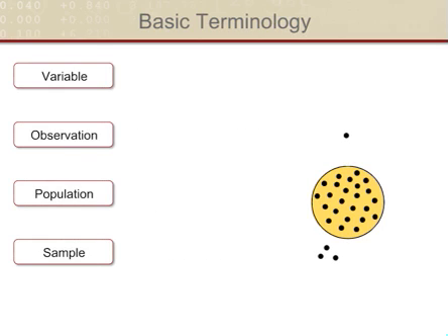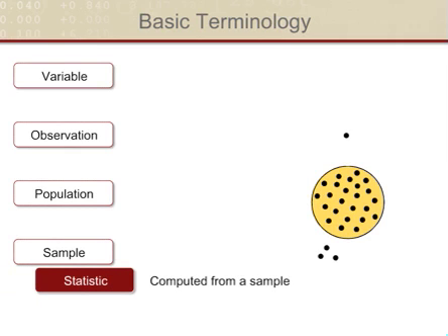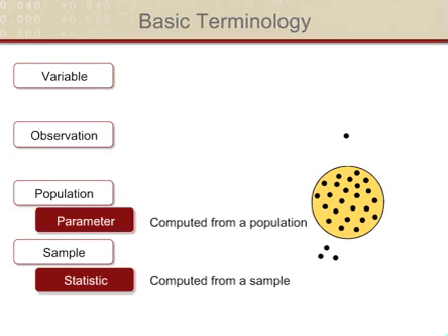So we take our data from our sample, we crunch the numbers, we do analysis. Whatever we compute from a sample, we call a statistic. Whatever we compute from a population, we call a parameter. So think of it this way: population, parameter, both begin with a P; sample, statistic, both begin with an S. So we actually use statistics to draw inferences about populations.